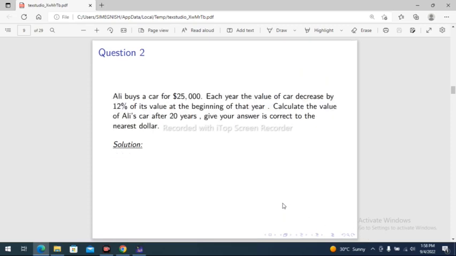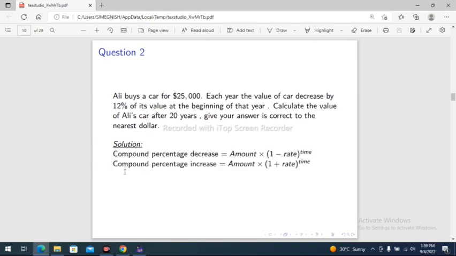The second question is, Ali buys a car for $25,000, and each year the value of the car decreases by 12% of its value at the beginning of that year. Calculate the value of Ali's car after 20 years. It says give your answer correct to the nearest dollar, which is the nearest whole number.